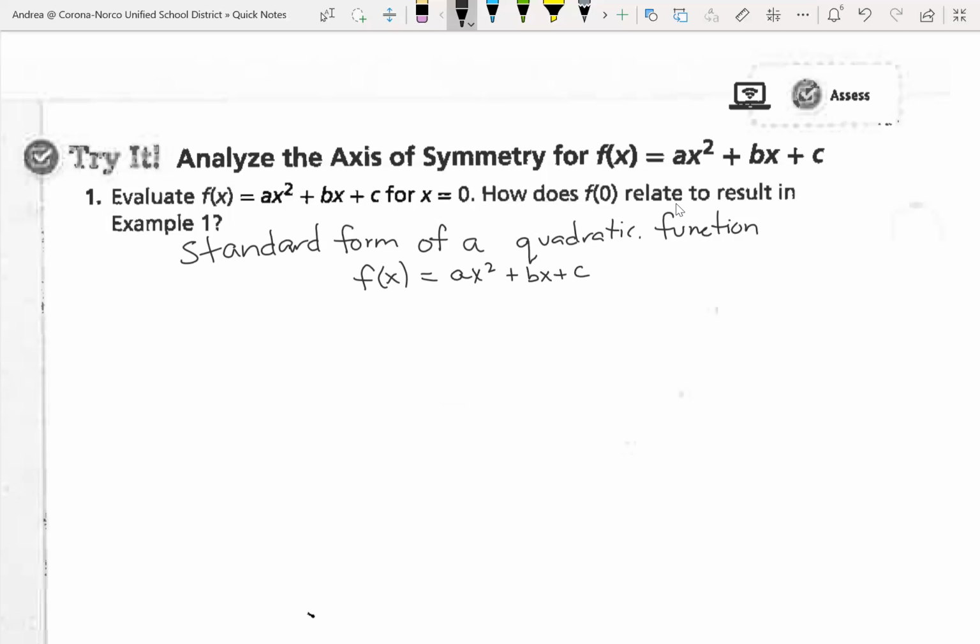Okay, b and c are new to you. They're just numbers. They're just representing numbers here. But we will talk about them today. So we asked you to evaluate when x is 0. Find f of 0 when x is 0. So all we're going to do is plug in 0 for x and solve.